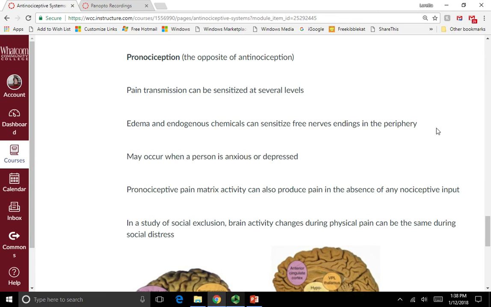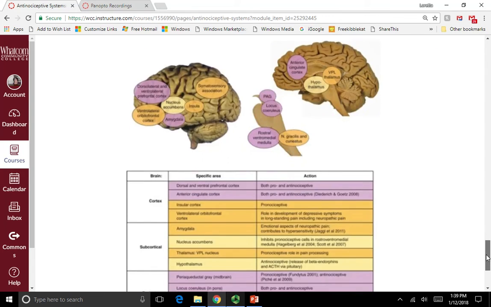There was a study done of social exclusion where people were isolated from other people, and brain activity changes during physical pain, actual tissue damage, can be the same as during social distress. So if somebody's socially ostracized or feels socially ostracized, it can actually cause the same brain activity changes that physical pain can cause. So really interesting, all the effects that can increase or decrease pain.